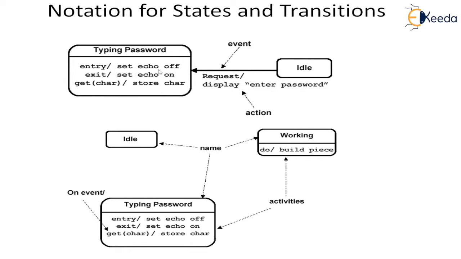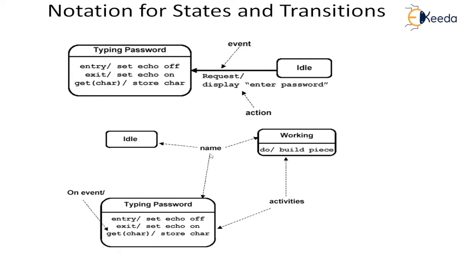So why will it do this? How will it come to this stage? It will come to this stage by a transition, which is denoted by this arrow. And what is the event that is happening here? It is a request to display enter password. And this is the initial state, the idle state. This was a passive stage. So when this event happens, it will transition to the typing password state.